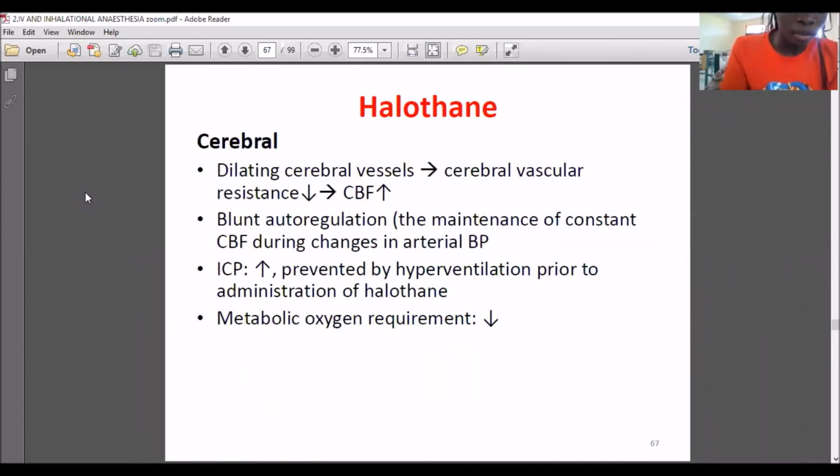So on the cerebral side, it brings about dilating cerebral vessels, whereby cerebrovascular resistance is decreased. Therefore, cerebral blood flow increases, with blunted autoregulation.